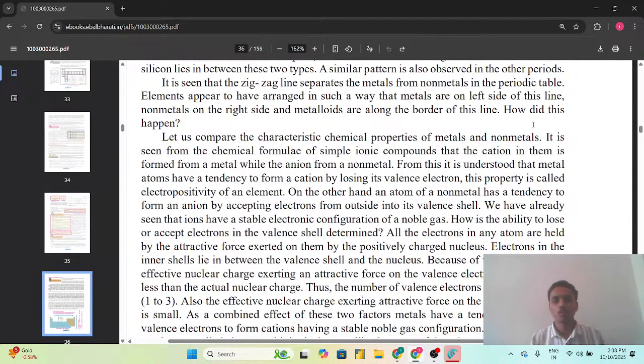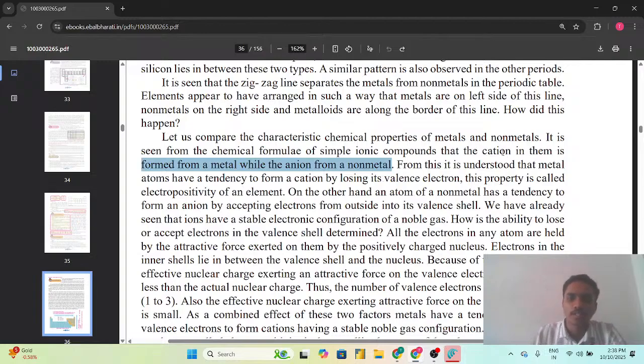So as we have studied in the lower classes, metals show the properties of sonority and malleability, but non-metals do not have similar properties. So it is seen from the chemical formula of simple ionic compounds that the cation in them is formed from a metal while the anion is formed from a non-metal.